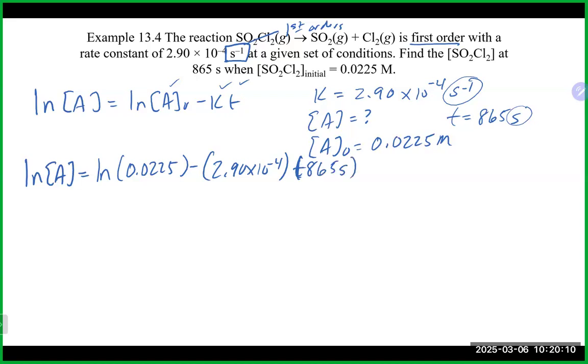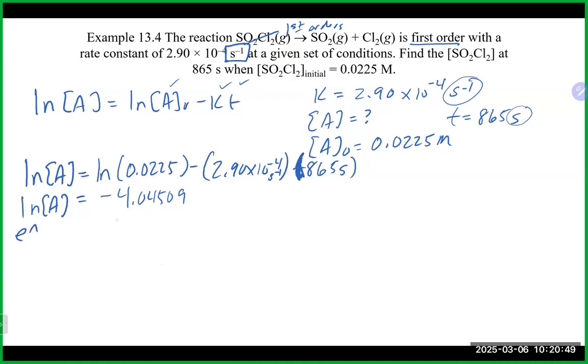865 seconds. We'll just turn that into parentheses there. At this point, we can really clean up our side on the right, and that's going to give us the natural log of A. Again, I'm going to go natural log of 0.0225 equals minus 2.9 times 10 to the negative 4 times 865. That's going to get me something on the right-hand side of negative 4.04509-ish.